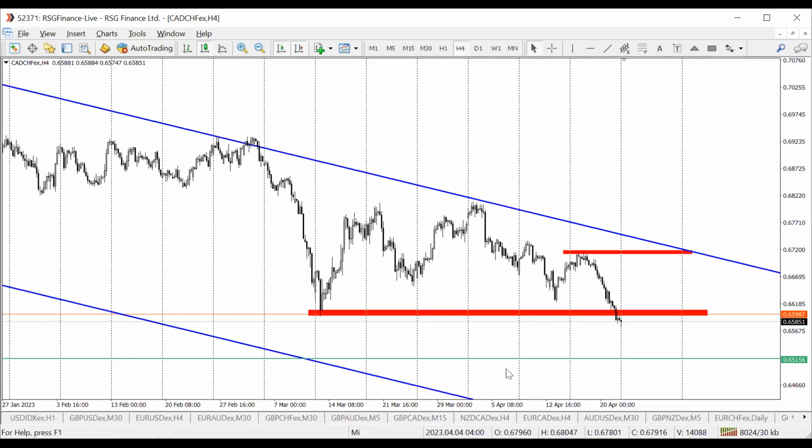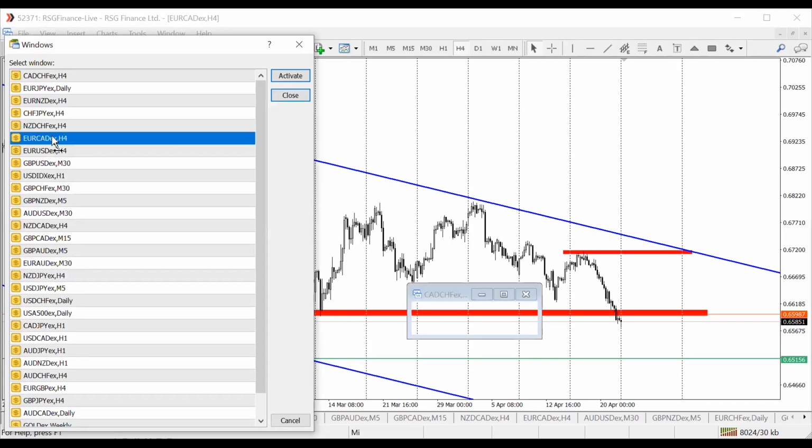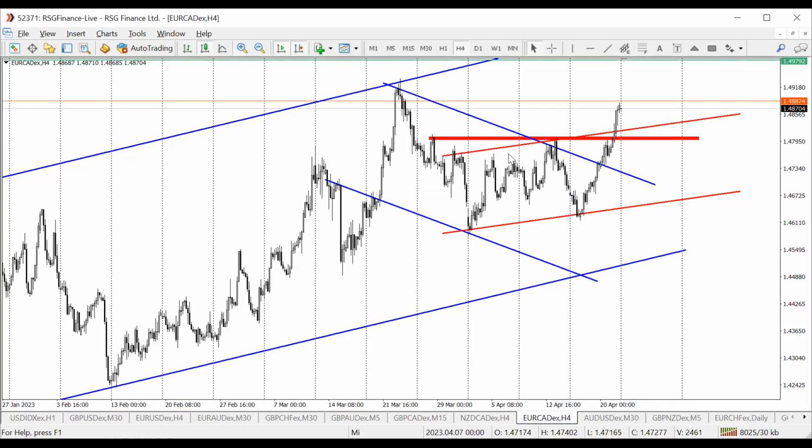Let's look at the last pair for the week, which is Euro against the Canadian dollar. Okay, all right. So this is an interesting setup. We have two breakouts from two channels, the blue channel and the red channel, and we also have a major breakout from a major resistance. So this is really a nice, really, really interesting setup.